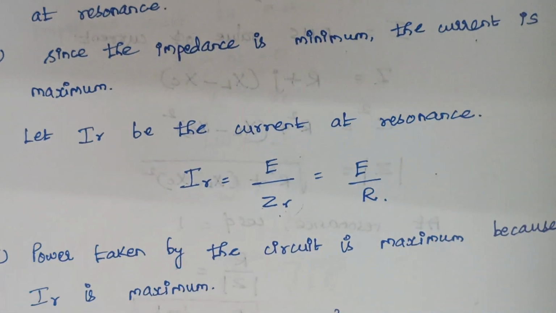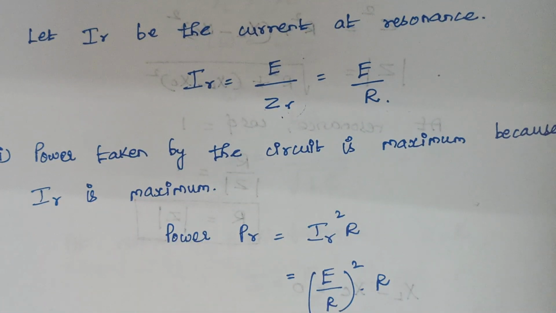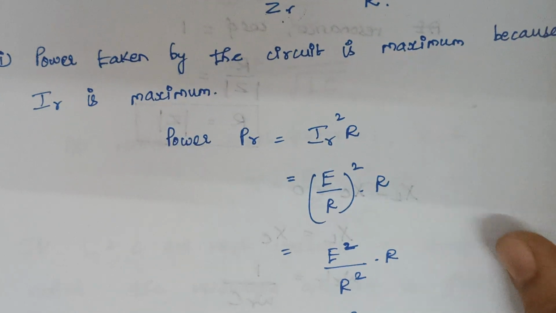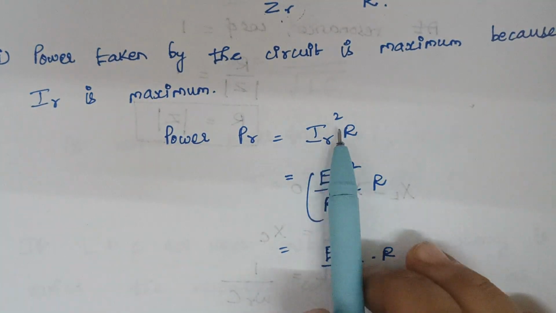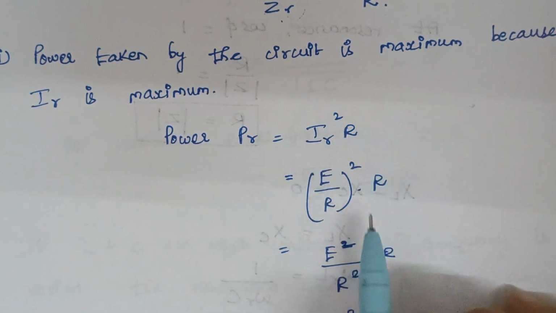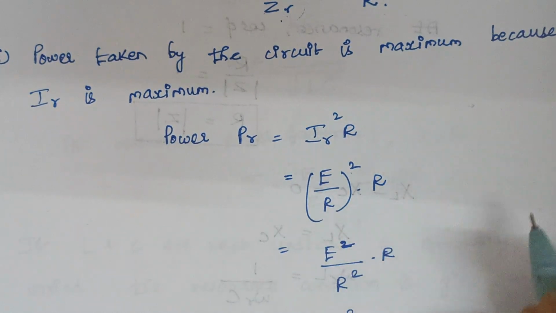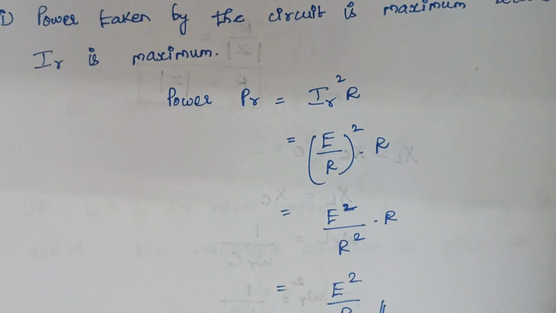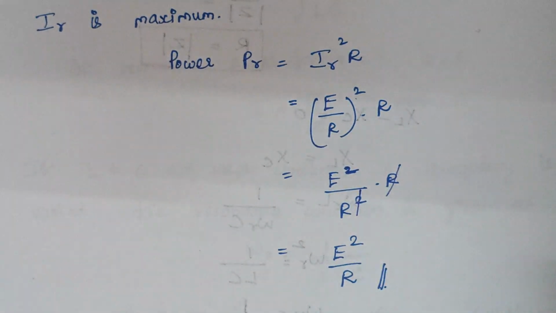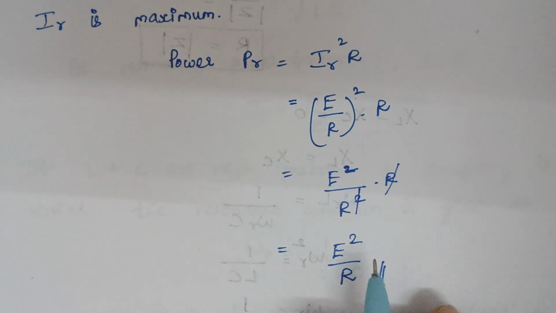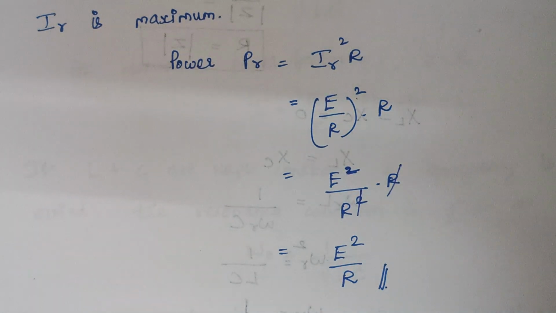Right, and the third thing is power. So what is the formula for power? It is I square R. So here under resonance condition, therefore IR square R. IR is nothing but E by R. Right, so when you take square inside, this R square and R cancel each other, and finally we are getting the value as E square by R.